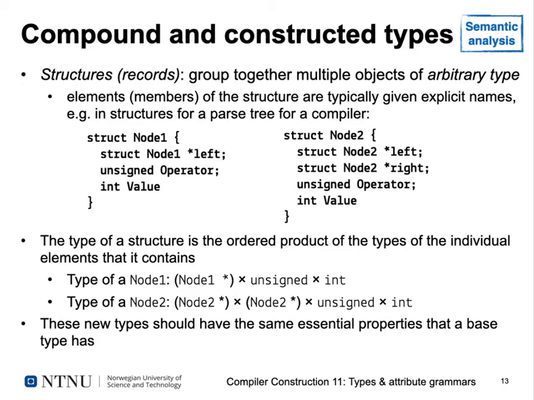The type of a node1 would be a node1 pointer combined with an unsigned combined with an integer, whereas the combined type of a node2 would be a node2 pointer combined with another node2 pointer combined with an unsigned combined with an integer. And these new types should have the same essential properties that base types have, because we want to be able to operate with variables of these new types as with variables of the base types we're accustomed to.